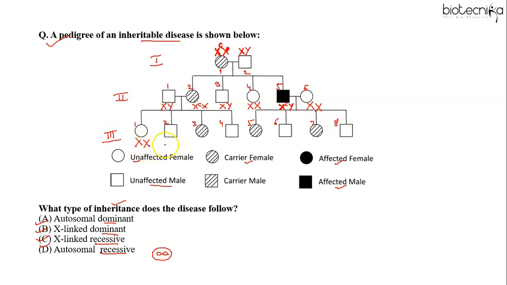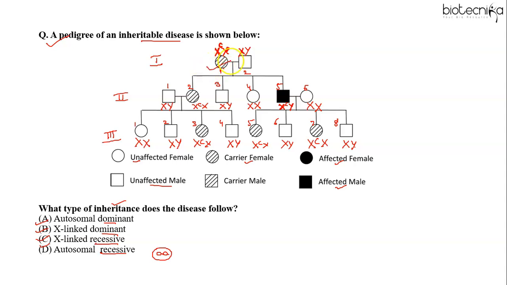Then if we look at the third generation, let's number them. First is an unaffected female, second is an unaffected male, then a carrier female, then an unaffected male, then a carrier female again, an unaffected male, a carrier female again, and then an unaffected male.